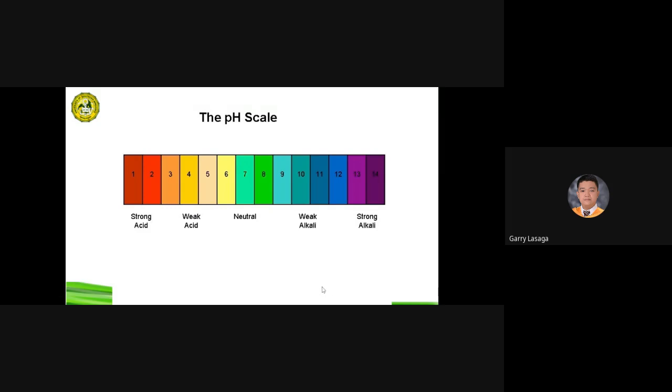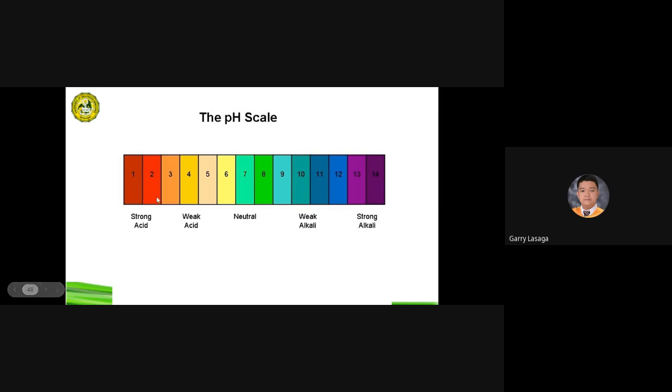So going back to our pH scale, to examine the pH scale, the pH is usually interpreted from number 1 to 14. And our pH 7 here represents the neutral pH. Below 7, or 6 to 1, is acidic, and 8 to 14 is alkaline or basic.